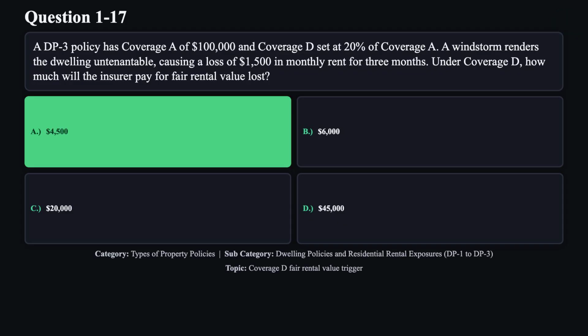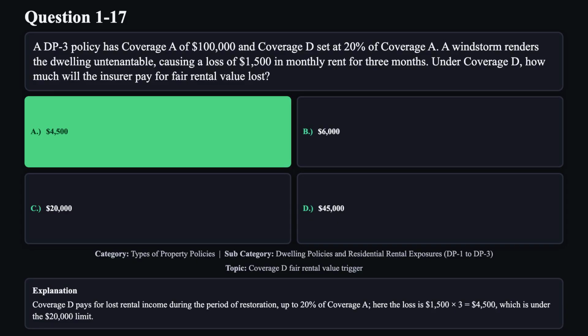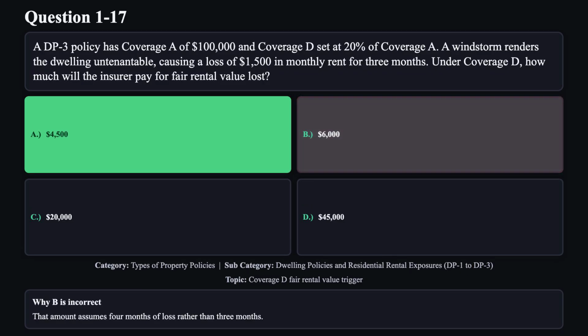The correct answer is A. Coverage D pays for lost rental income during the period of restoration, up to 20% of coverage A. Here the loss is $1,500 multiplied by 3 equals $4,500, which is under the $20,000 limit. Reason B is not correct. That amount assumes 4 months of loss rather than 3 months.